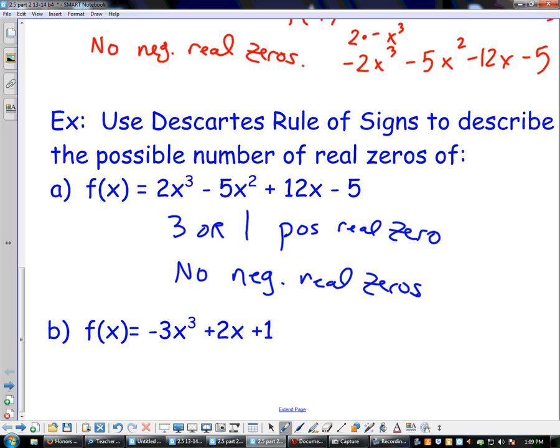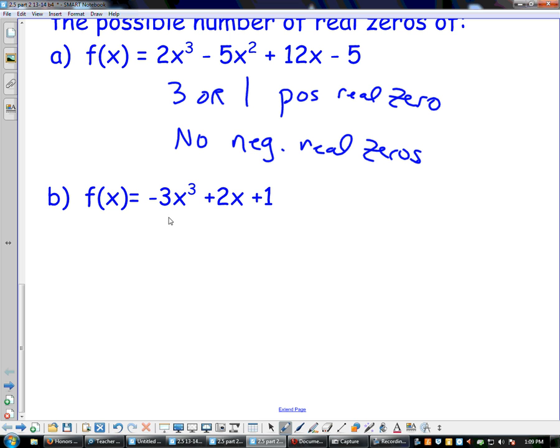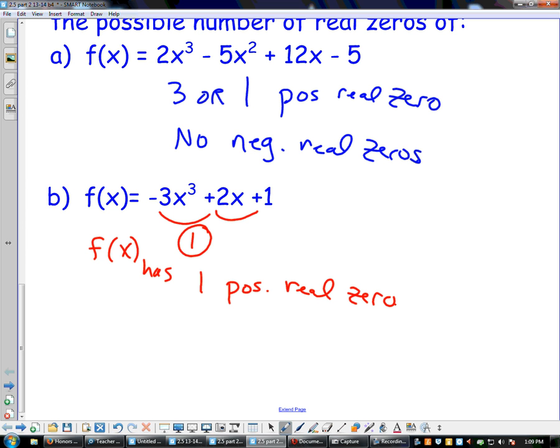All right, and then for B, as a check, I hope that you've done this one. If not, maybe you'll do it with me. F of x itself has how many sign changes? Well, it goes from negative to positive, so that's one sign change, and it stays positive, so there's only one sign change. So f of x has one positive real zero. All right, what about the negative real zeros?